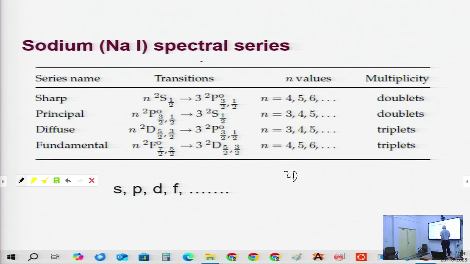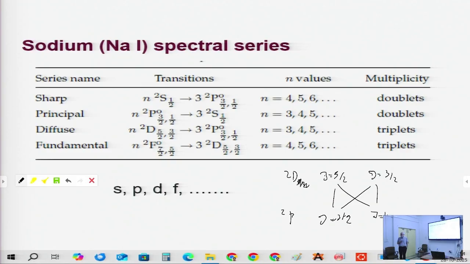So let's look at this transition here, for instance. The doublet D has a level with J equals 5 halves and J equals 3 halves. And doublet P has a level with J equals 3 halves and J equals 1 half. And you could think that you get 4 possible transitions there. That's just combinatorics, it's not selection rules. One of those transitions is not allowed.